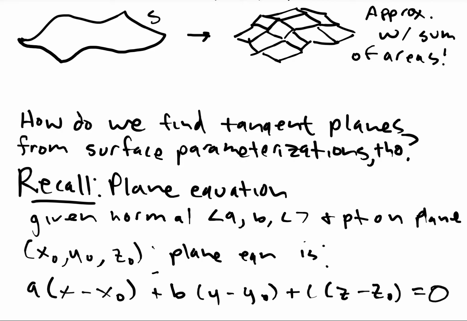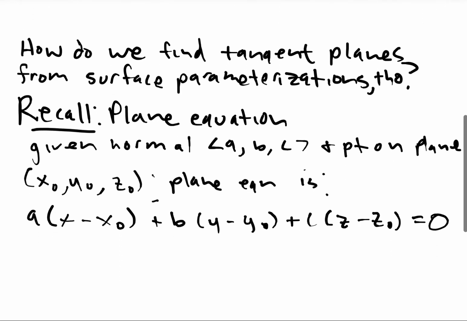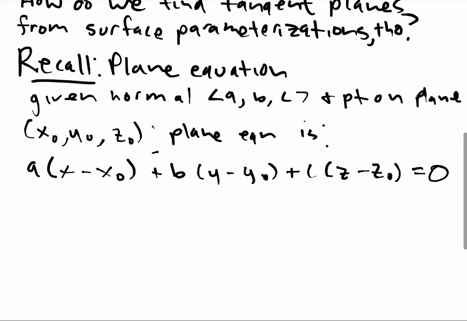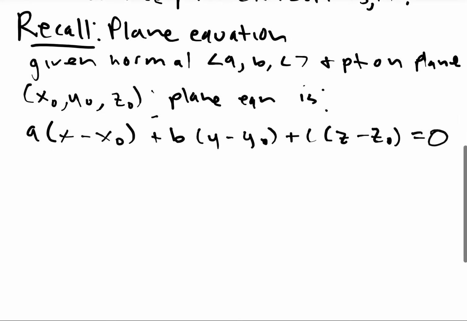Now, before when we talked about tangent planes using explicit functions to describe our surfaces, we called them linearizations. We used them to approximate things a couple sections ago. We have a slightly different approach for how to get my a, b, and c, and potentially my x naught, y naught, and z naught here.